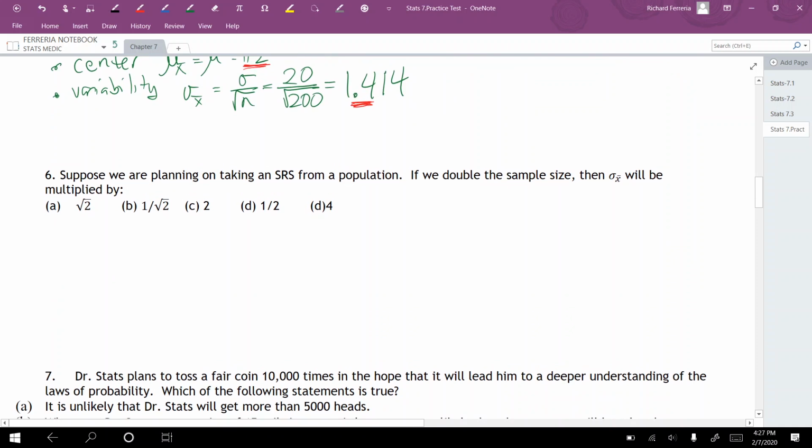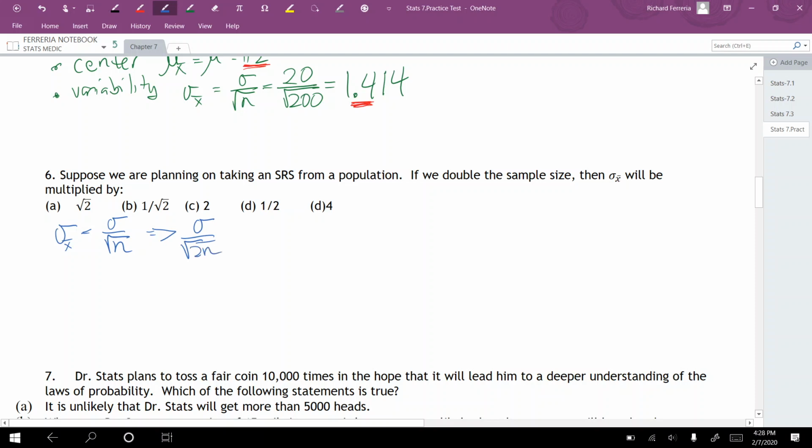Okay, let's take a look at number 6, which is the last one we're going to do in this set. We're planning on taking an SRS from a population. If we double the sample size, then we're going to be multiplied by, and this is one of those things where either you kind of remember it or you don't really remember it, but in all cases, let's take a look at our standard deviation for x bar. That's equal to sigma over root n, and if we double the sample size, what we're really doing is changing that to 2n, so sigma over square root of 2n.